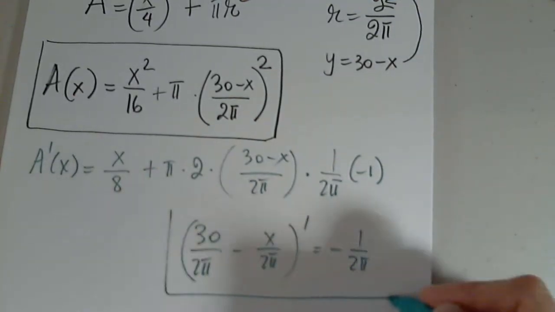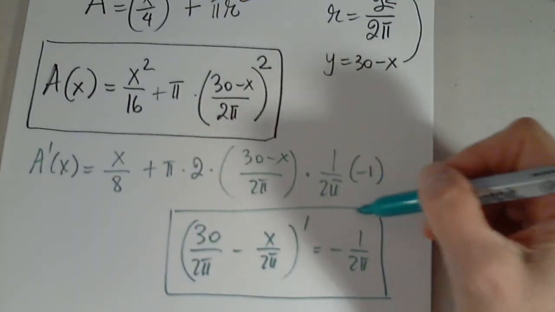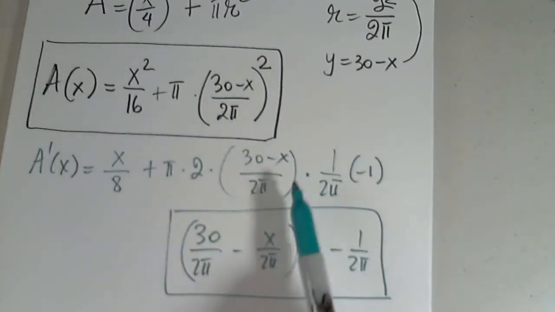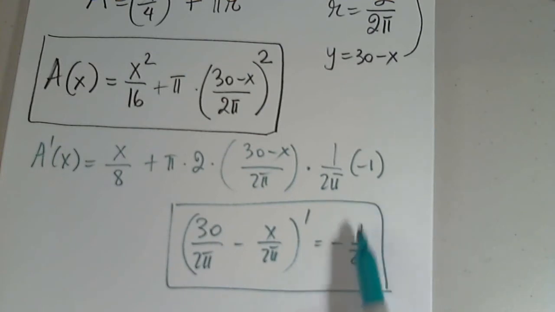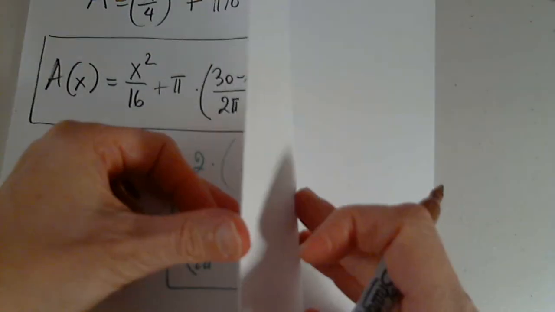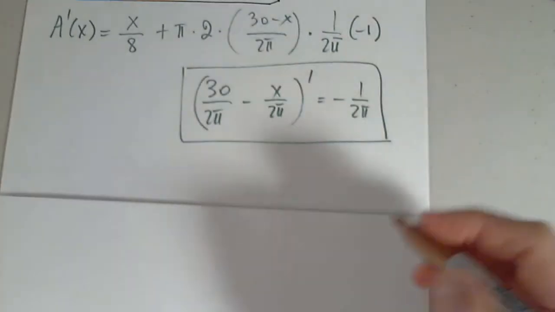So this is a side calculation. I wanted to show how I got this. So 2 comes down, I subtract 1 from the power, and when I differentiate the inner function, I get this. Okay, at this point, let's see how we clean this up, because we have to set it equal to 0. I can't see where we're going yet, but we'll come up with something.